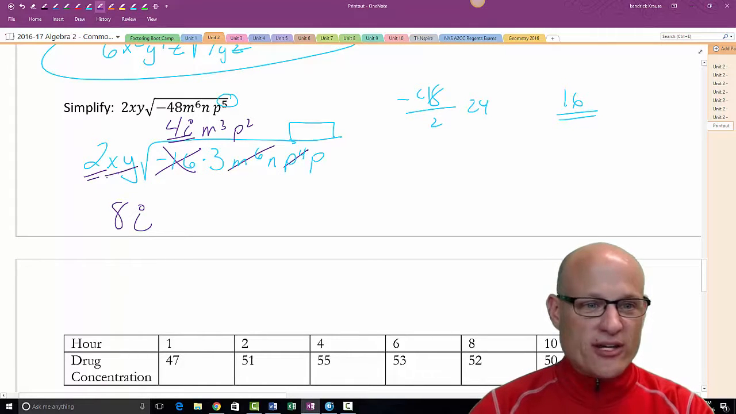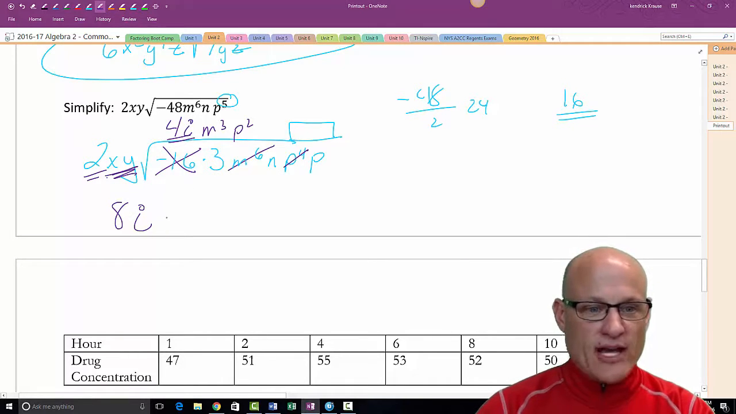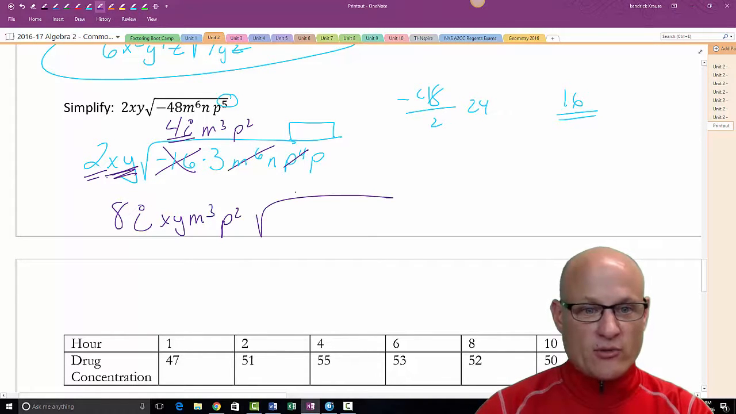Oh, I got x's. I forgot to change these to m's and y's. Whatever. So it's x, y, m cubed, p squared. Square root of 3np.